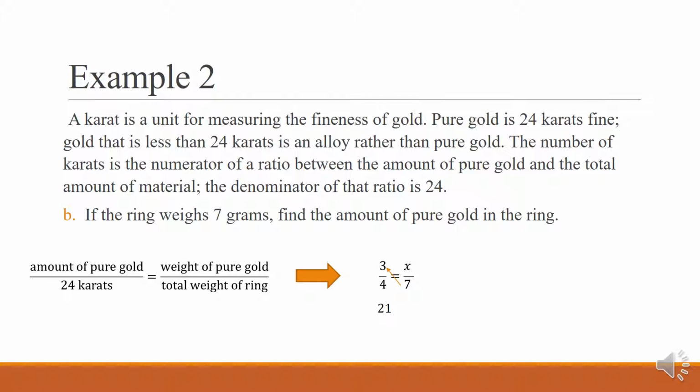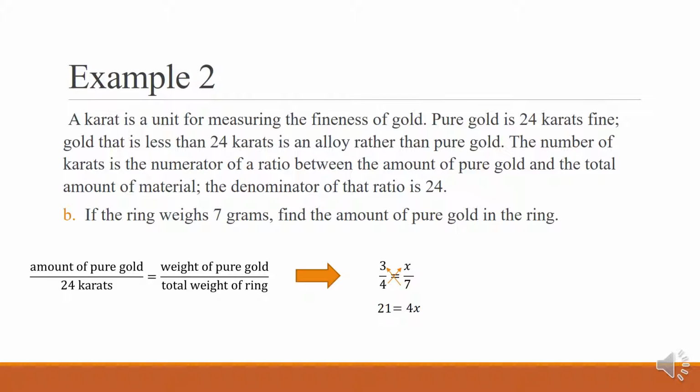Right, now I'm going to go the other way across. 4 times x is 4x. So we have 21 equals 4x. Notice that the equal stays in the same spot. So the equal sign does not move. All right, now we just have to solve for x. We've gotten rid of all of our fractions, which is nice.